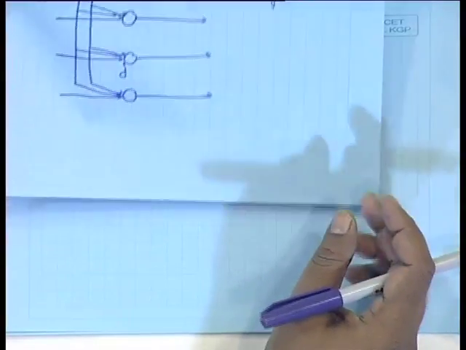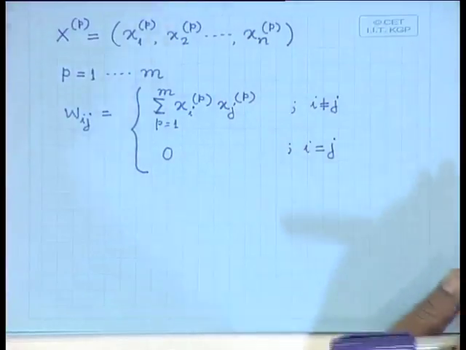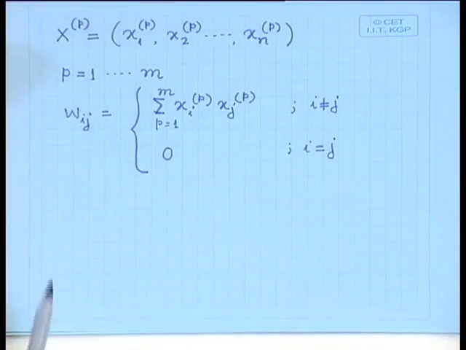The output of the second node should be connected to the first node. Yeah, it should be there. Output of the second one should be connected to the first one. From second one to second one, there should not be any connection. From first one to first one, there should not be any connection. Okay. But the connection weight will remain the same. wij is same as wji. Okay. Connection weight will remain the same.